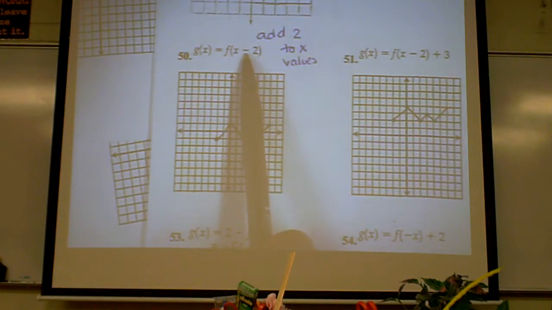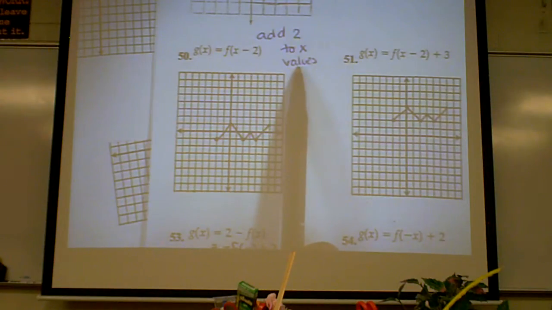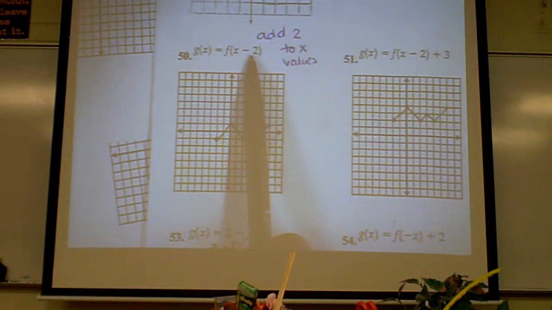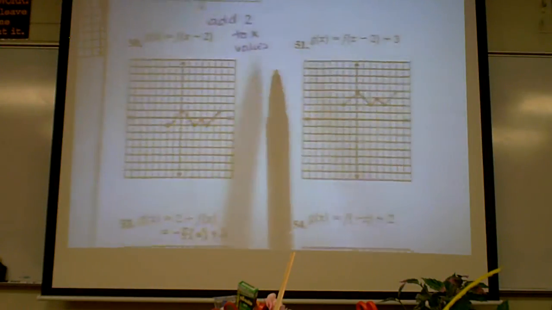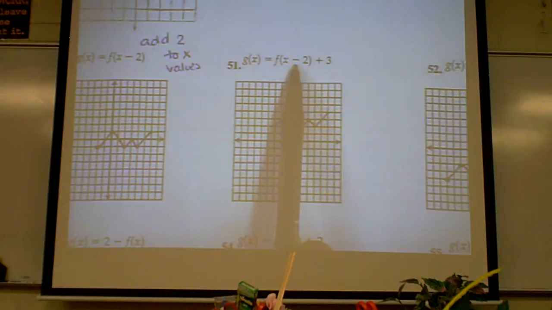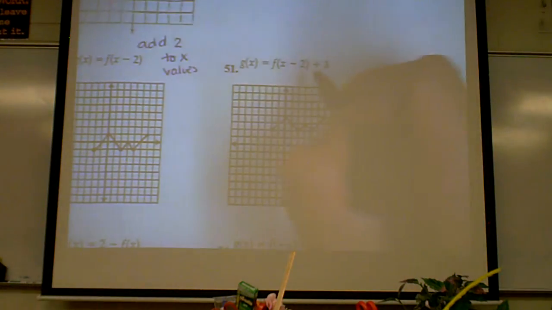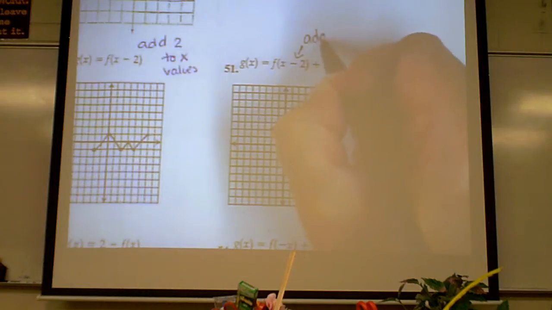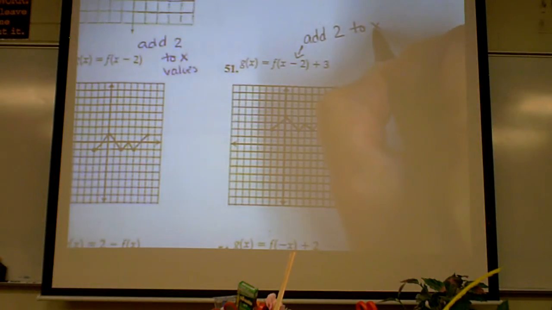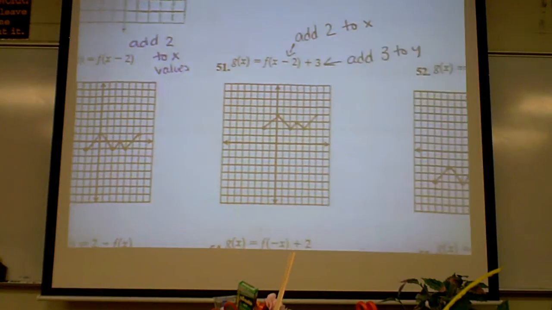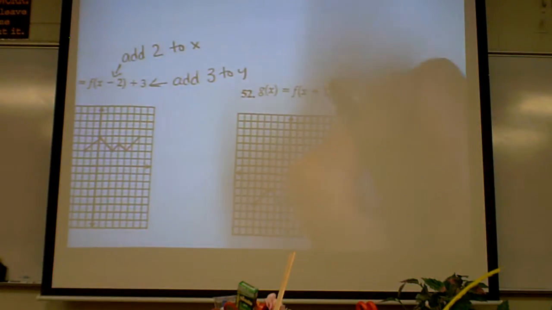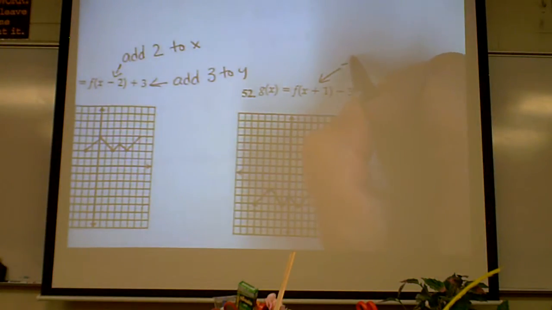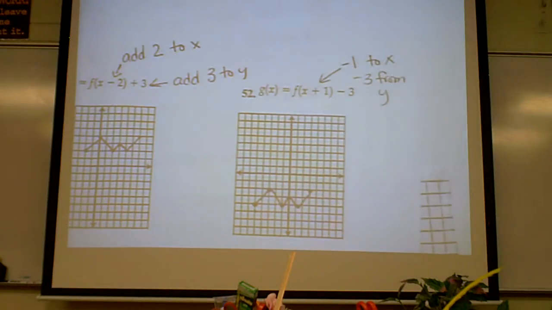It means add 2 to all your x values and graph it. So what's it doing? It's shifting your graph 2 units right. What does this do? Shift your graph 2 units right and move it up 3 units. So this means add 2 to the x values, and what does this 3 do? You add 3 to the y values. What does this do? Left 1 and subtract 3. I'm writing this fast. You guys with me?